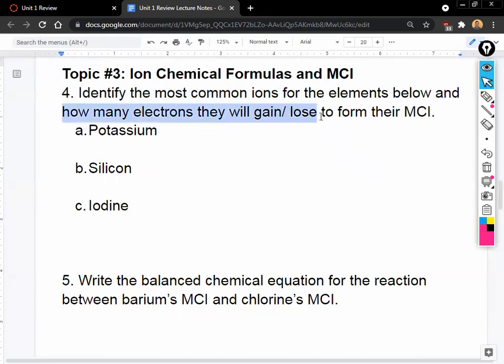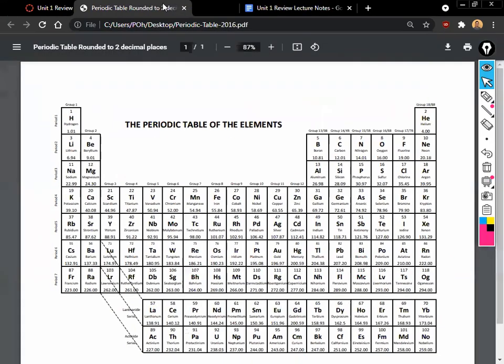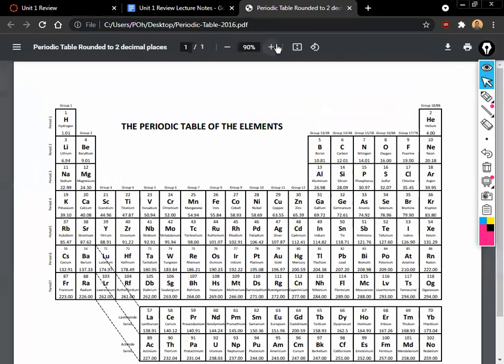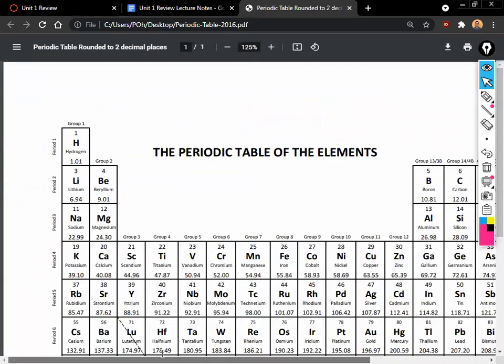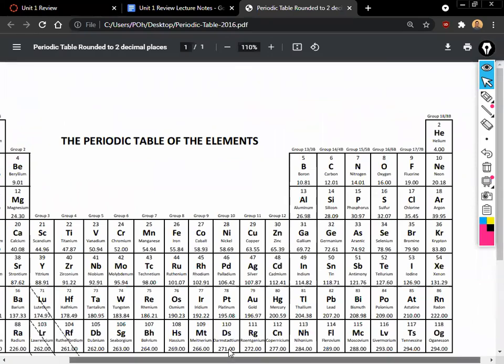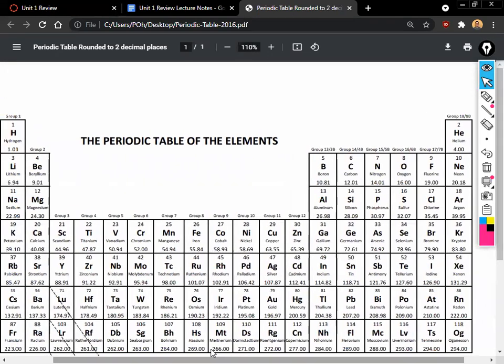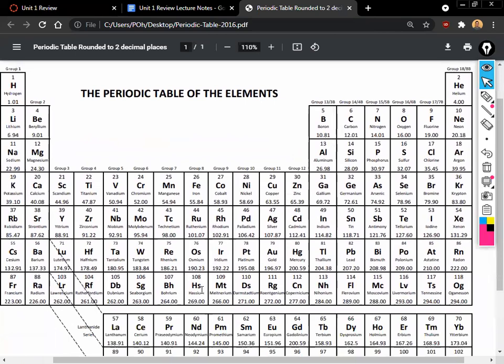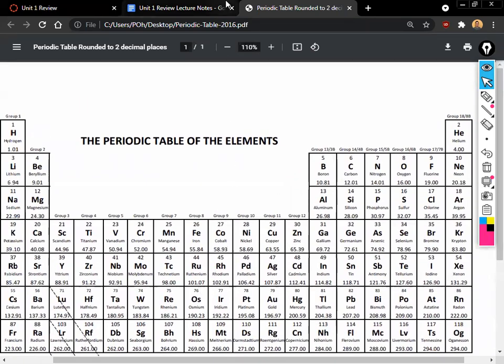Okay? All right. So in this question, it's asking us to find the most common ions and to figure out how many electrons they will gain and lose. Now, in order to do that, we need to look at the periodic table. So everybody either pull out your periodic table or grab one next to you. If you have your personal one, that would be best. If you don't have one or you lost it, you can pick one up by the stack at the door, but you can do that later.